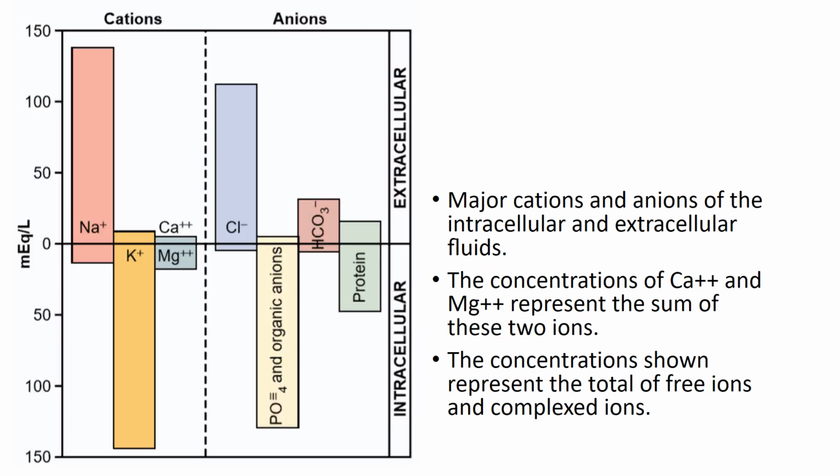Major cations and anions of the intracellular and extracellular fluids. The concentrations of calcium ions and magnesium ions represent the sum of these two ions. The concentrations shown represent the total of free ions and complexed ions.